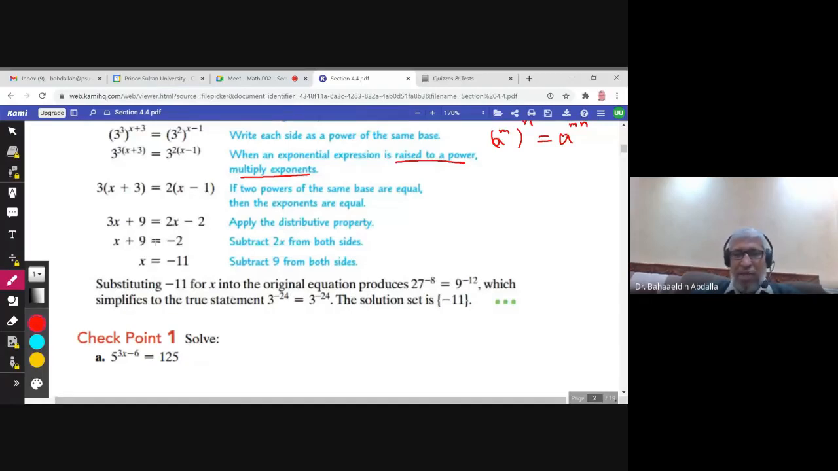Multiply, expand, take the variable x to one side and the numbers to the other side, subtract 2x, and then subtract 9, and then you get the answer x equals negative 11.